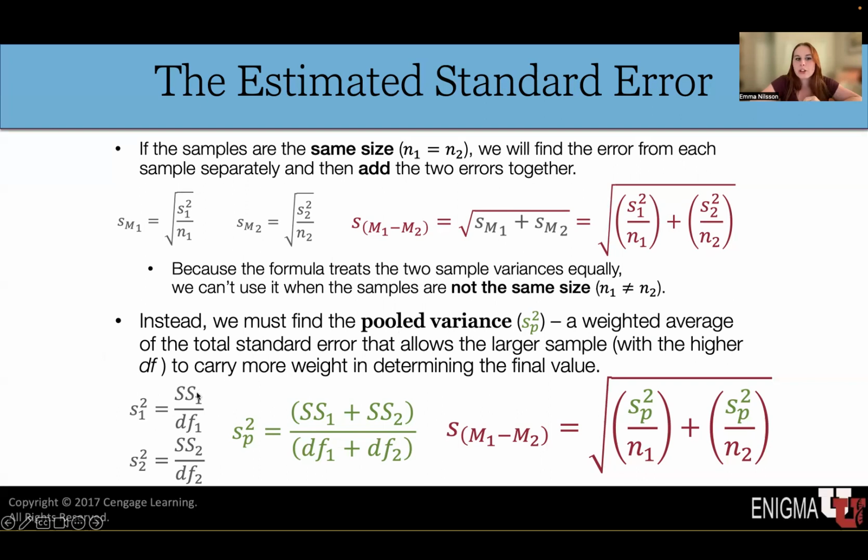And to figure that out, we're going to use the sum of squares and the degrees of freedom. We're going to add them together, and that's the pooled variance. So that's what our formula looks like if we have two separate sample sizes. Same sample size, different sample sizes. The only difference is with same sample size, we can use the standard error in the numerator. With different sample sizes, we have to use the pooled variance.